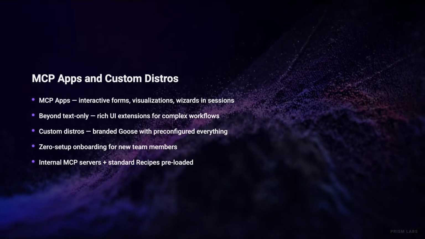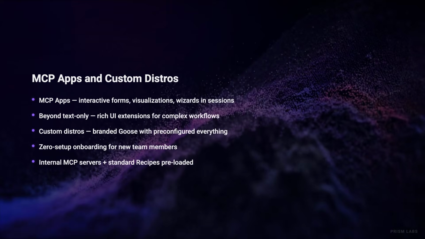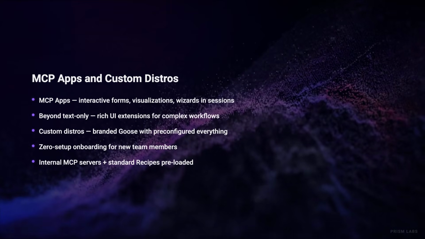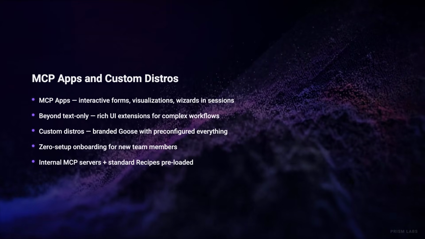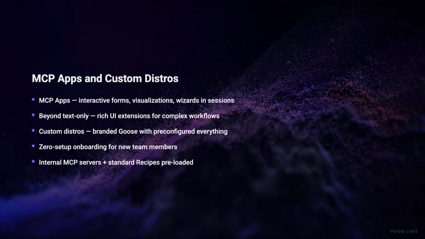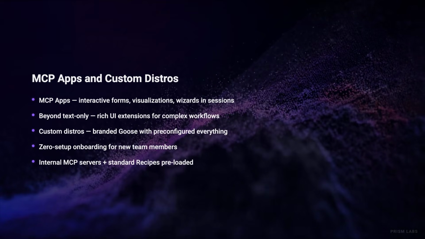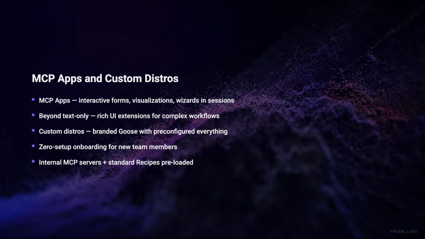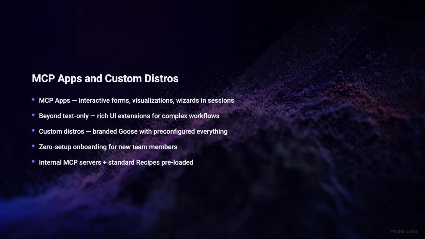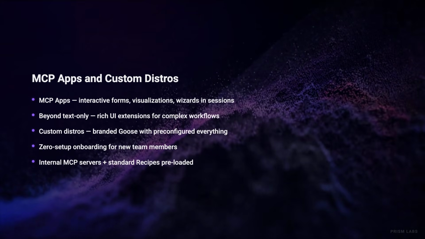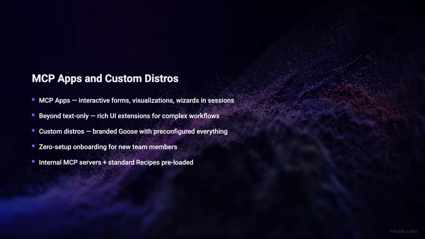Then, there's custom distributions. Organizations can build their own branded Goose distro with pre-configured providers, extensions, and settings. Your team gets Goose preloaded with your internal MCP servers, your preferred models, and your company's standard recipes. No manual setup for new team members. Just install the custom distro and start working.